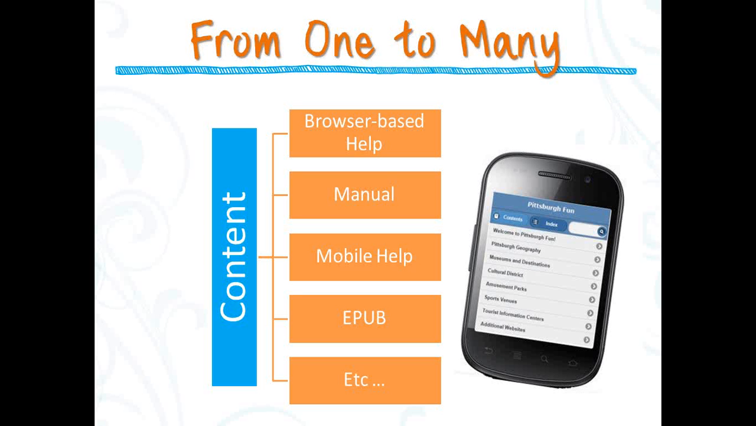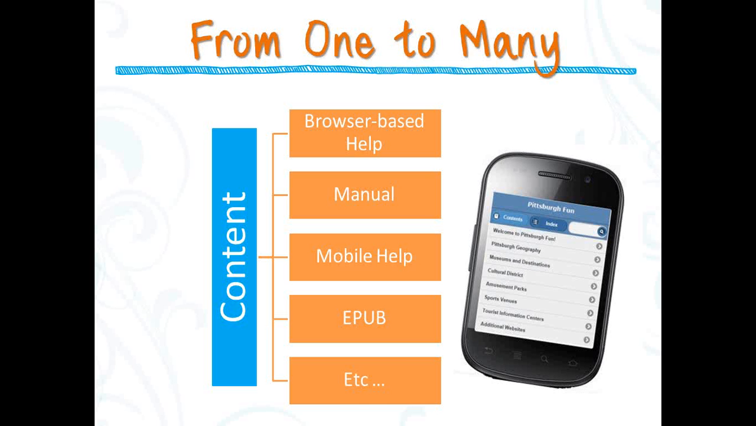We could single source to the web, desktop, EPUB, mobile help. Most of these can be read on mobile devices. The wonderful thing is we can now single source to these new outputs successfully, as well as continue to create browser-based help, CHMs, HTML help, manuals, and all of the other outputs we need to deliver. So we've got a lot of new things we could do, but the old stuff, we could still do that too, and we need to do that.